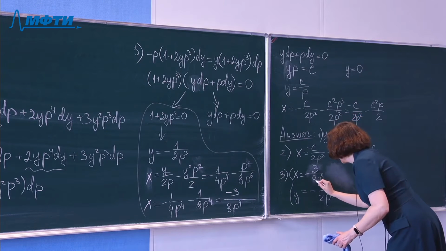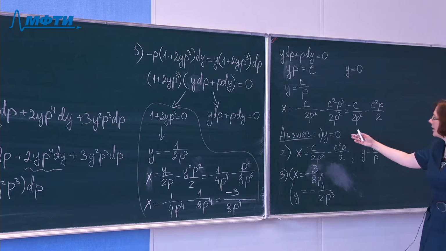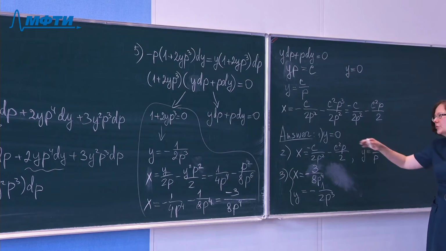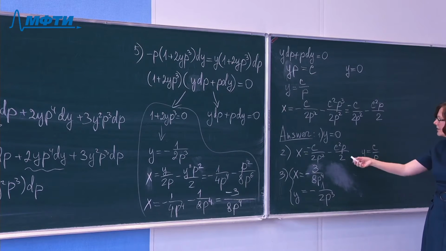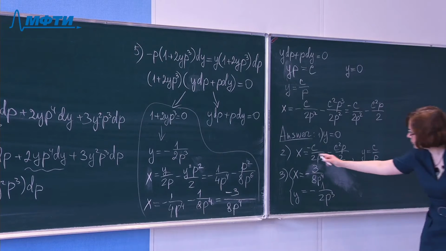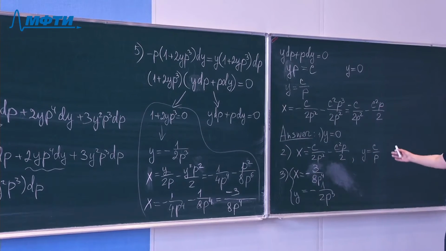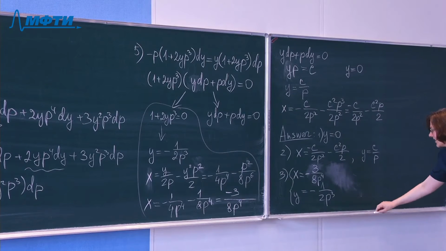Minus 3 over 8 p to 4. Okay, so 3 series of solutions, 3 sets of solutions. Y equals 0. This is the second family, right? And this is the last family of solution, the last solution. So just not the family. Only the second set is the family of solutions.